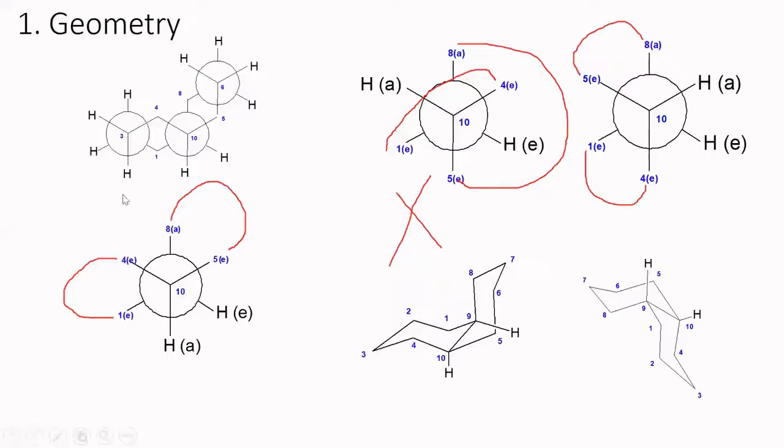Okay. Regarding the geometry of the cis decalin, it is having the folded structure, not the flat structure. Trans have the flat structure, this have the folded.